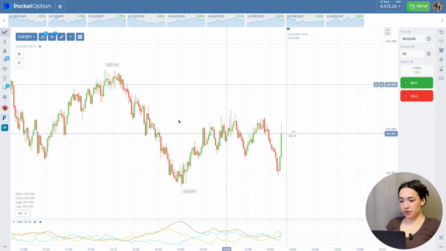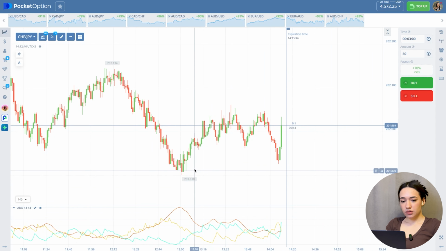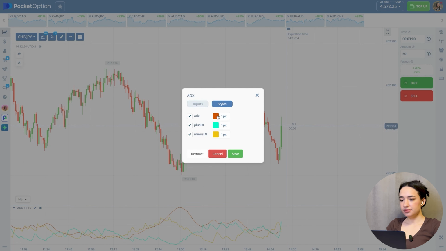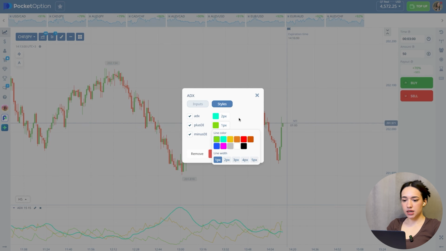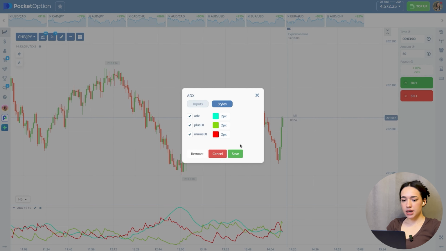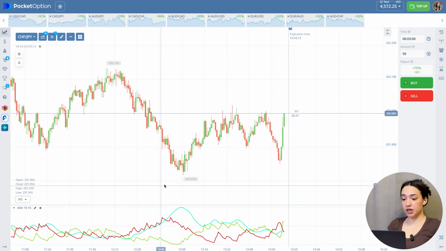And here it appears at the bottom, and I will adjust it a little the way it's convenient for me. So I simply change the period to 15, and I'll also slightly change the visual here. The plus DI will be green and the minus DI will be red, and the ADX line itself will be turquoise. So this is how it will look on the chart.